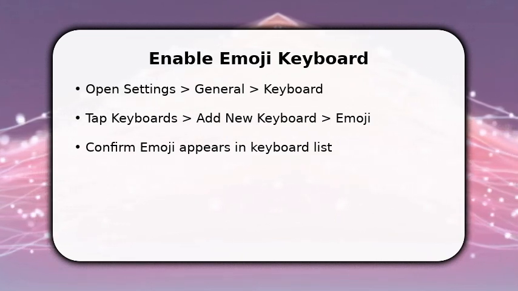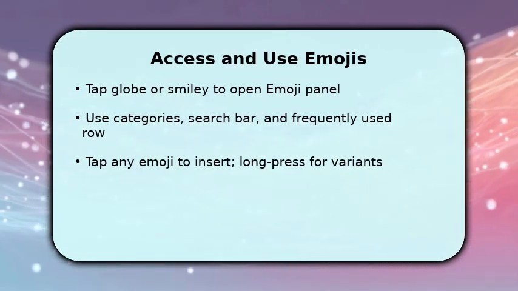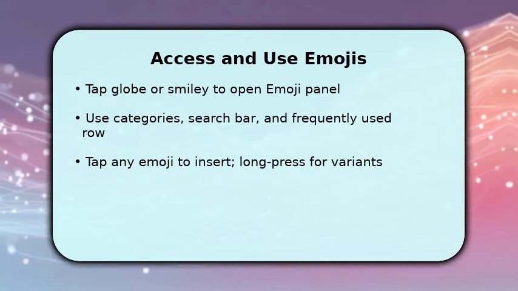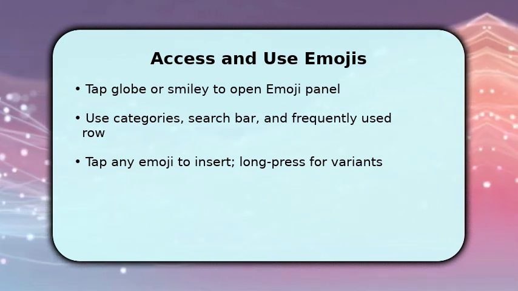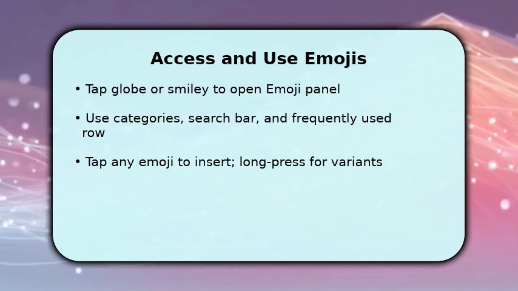You access emojis while typing by tapping the globe or smiley face on the keyboard. This switches from letters to the emoji panel. Use the category bar or swipe left-right to browse, and use the search field to find emojis by word. This saves time when you need specific icons.